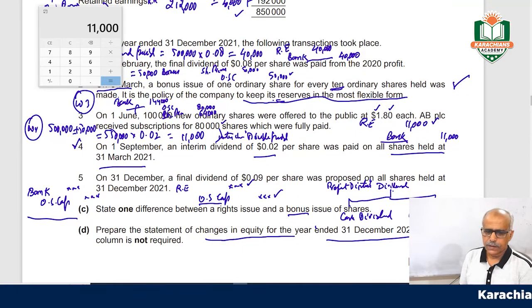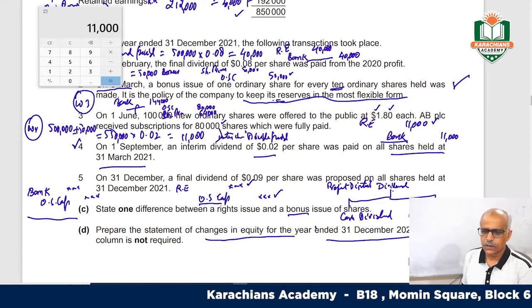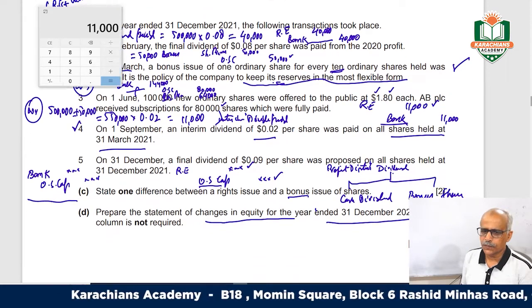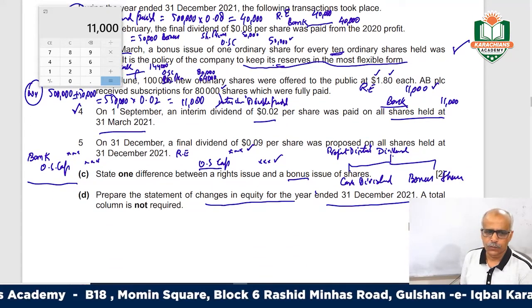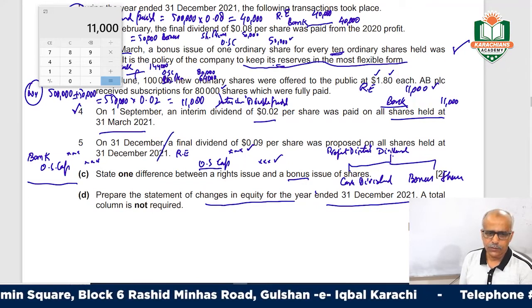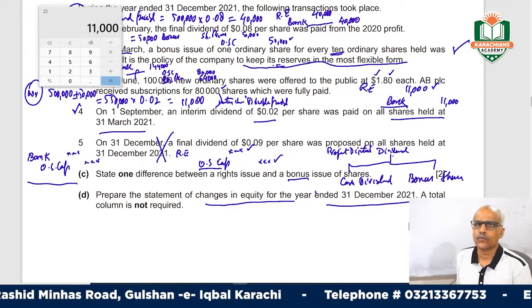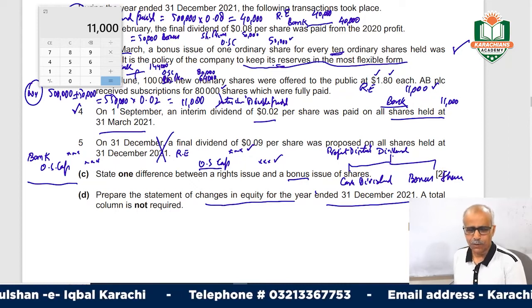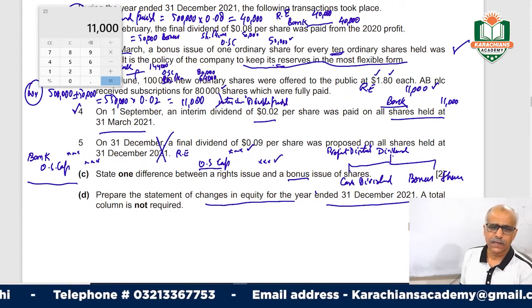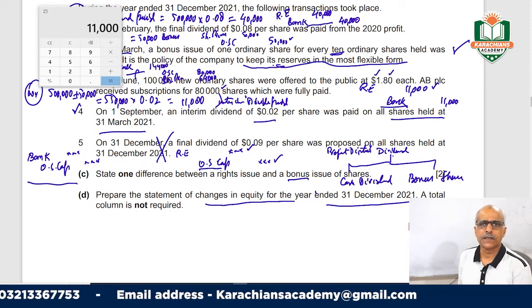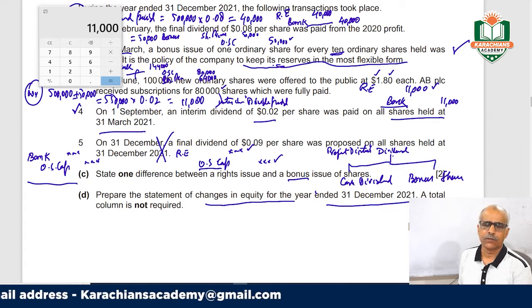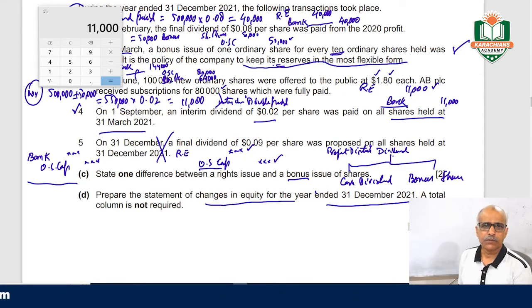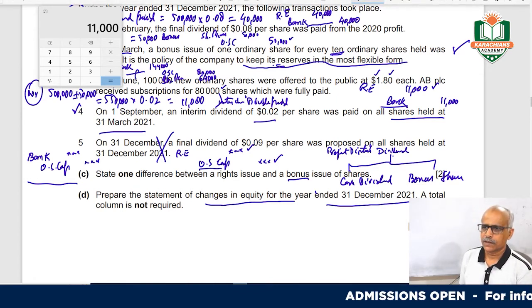5th, on 31st December, a final dividend of 0.09 per share was proposed. Okay, this is a final dividend which was proposed. So this has nothing to do, this has no financial impact. Proposed dividend is simply a proposal. So this appears as a footnote on your balance sheet, or simply it is not paid. Because it is proposed, it has no impact, so we will not be considering this, right?